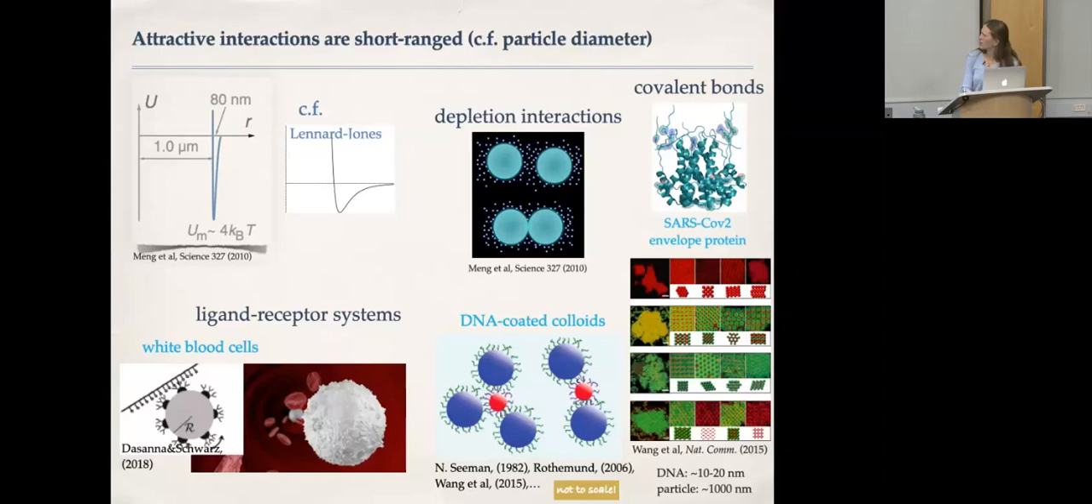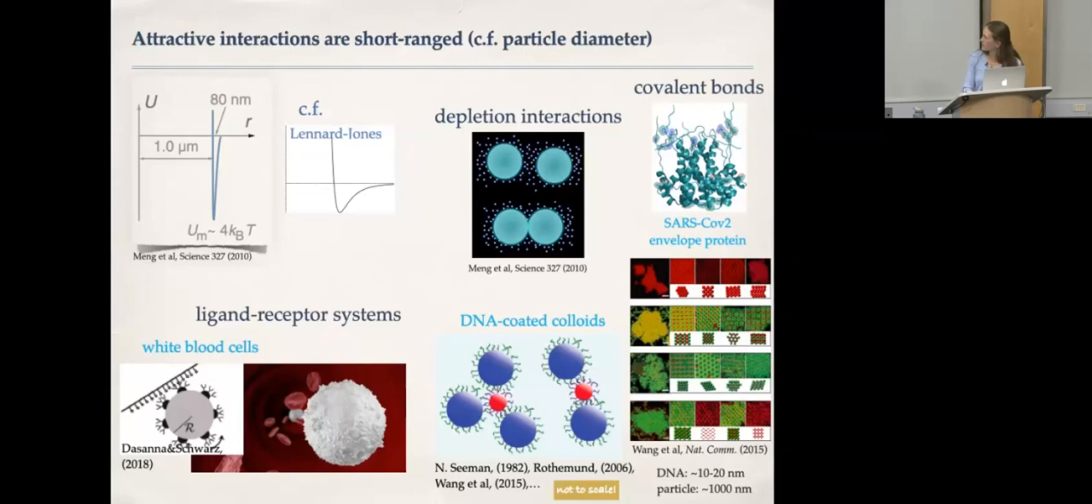I'm also plotting, for comparison, a Lennard-Jones potential, which is often thought of as a short-range potential, at least in atoms. And I'm plotting it on the same scale as this. And you can see that even the Lennard-Jones potential, the 6-12 Lennard-Jones potential, is much longer range than a typical potential governing colloid interactions. So another way colloids can stick together is by covalent bonds. These are also notoriously stiff interaction potentials.